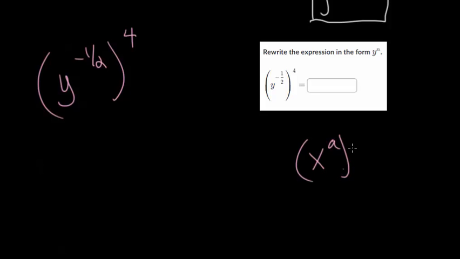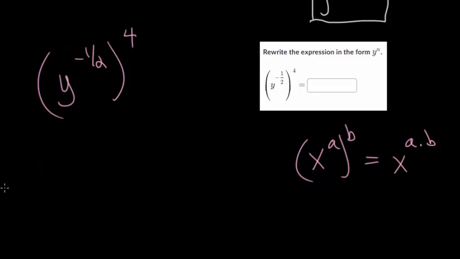And in this one, you can see we have an exponent raised to an exponent, or an exponential expression raised to an exponent. And we know the general rule that when you have x to the a and you raise it to the b power, we are going to multiply the 2 exponents. So for this one, we have to multiply -1/2 times 4.